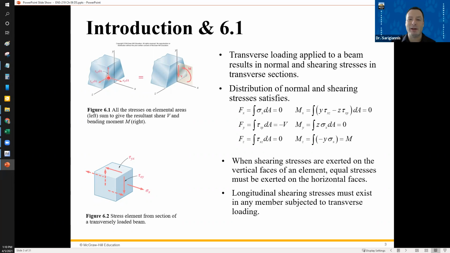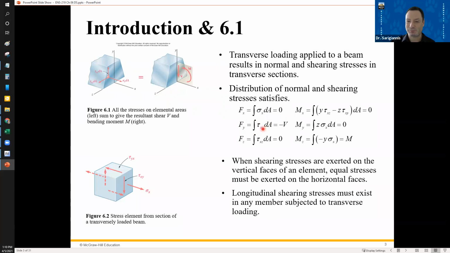Again, for this little element here, we could say that the force on this face is the integral of all the dAs, all the little areas, times the sigma x, the normal stress. That's the total force. Remember, normal stress is a force per unit area, dA. All we're saying is we've got a bunch of little incremental areas. Same thing for the y direction.